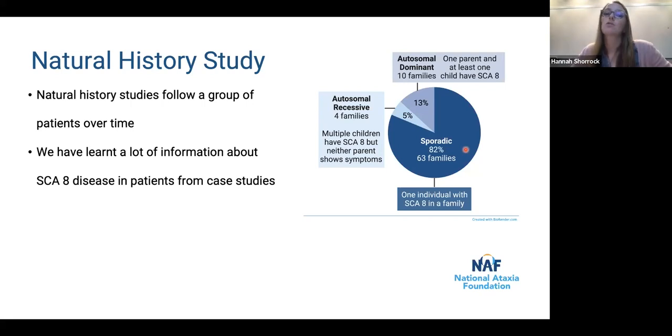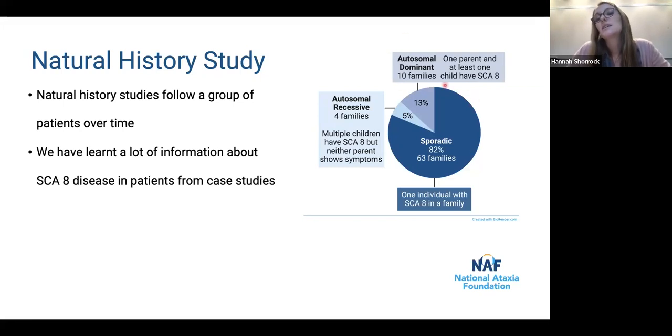So the vast majority of the SCA8 cases in this study actually only had one individual in the family that was affected by SCA8, despite in the cases where we did have more than just one individual, that repeat expansion would be present in multiple other individuals in the family.